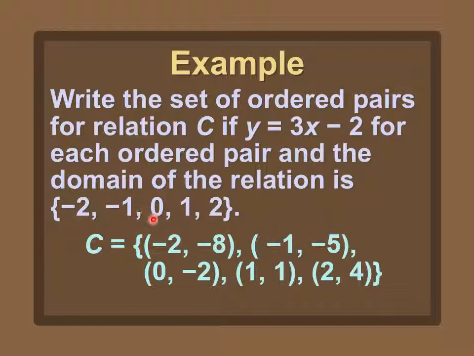Now we plug in x equals 0 into our equation. So 3 times 0 is 0. 0 minus 2 is negative 2. So we get the ordered pair 0, comma, negative 2. Our next x is 1. So 3 times 1 is 3. 3 minus 2 is 1. So we get the ordered pair 1, comma, 1. Our last x is 2. 3 times 2 is 6. 6 minus 2 is 4. So we get the ordered pair 2, comma, 4.